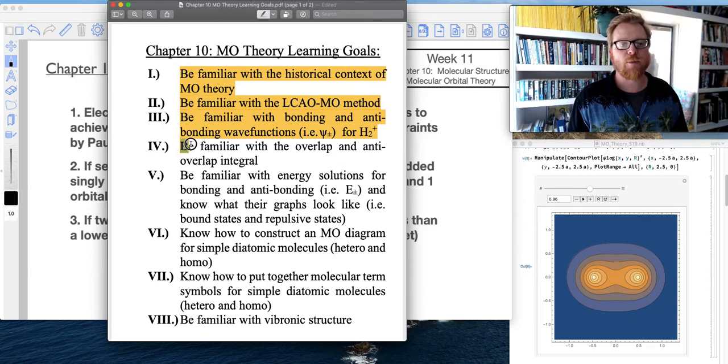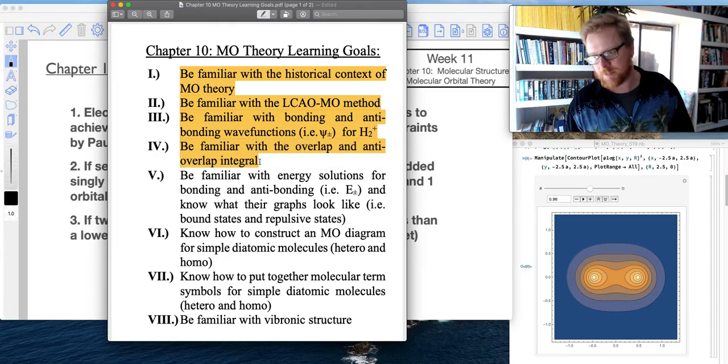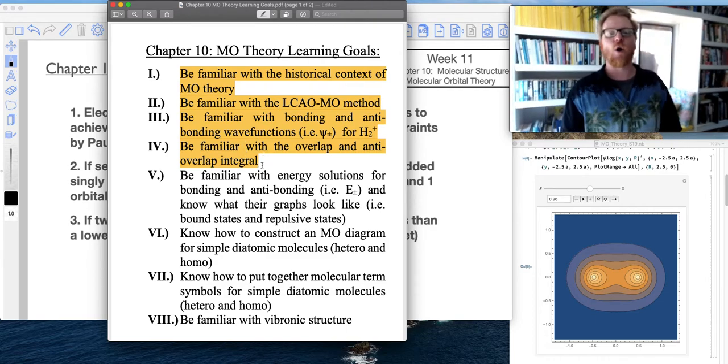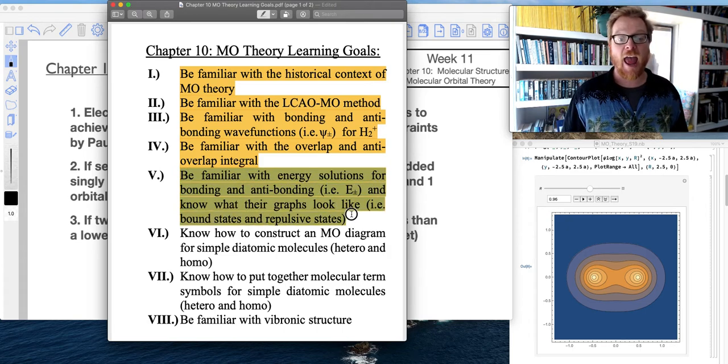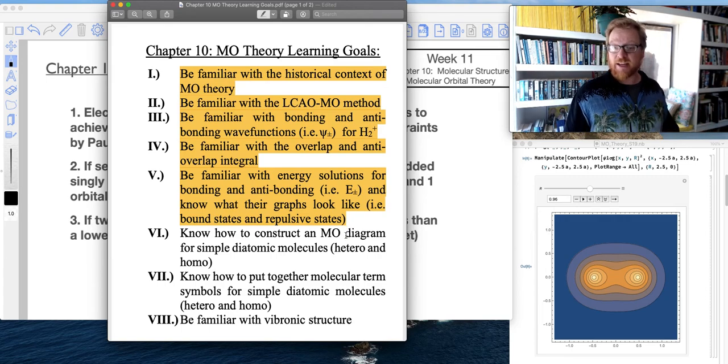Okay? So be familiar with the overlap and anti-overlap integral, and really just the concept of this: that the overlap integral and anti-overlap integral describe either the constructive or destructive interference in the internuclear zone. Be familiar with the energy solutions for bonding and anti-bonding and know what their graphs look like. The important thing is to recognize what a bound state looks like in terms of its energy solution and what a repulsive state looks like in terms of its energy solution.